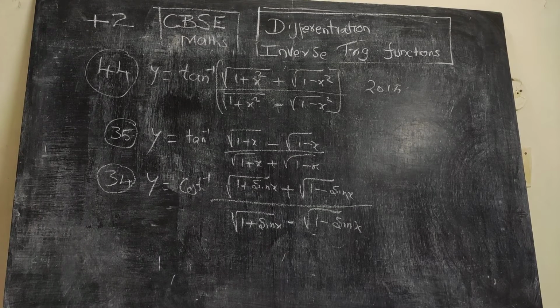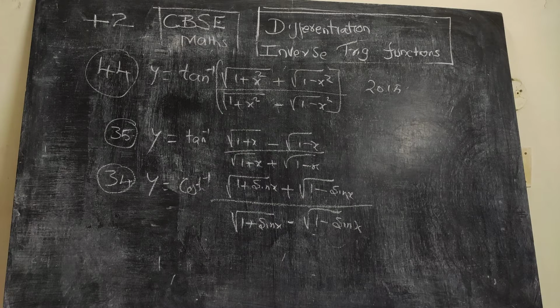Question number 44, y equal to tan inverse of (root of 1 plus x square plus root of 1 minus x square) divided by (root of 1 plus x square minus root of 1 minus x square). In the earlier videos, say under question number 34, y equal to cot inverse of (root of 1 plus sin x plus root of 1 minus sin x) over (root of 1 plus sin x minus root of 1 minus sin x), we have done. We have rationalized that and then we have got the answer very easily.